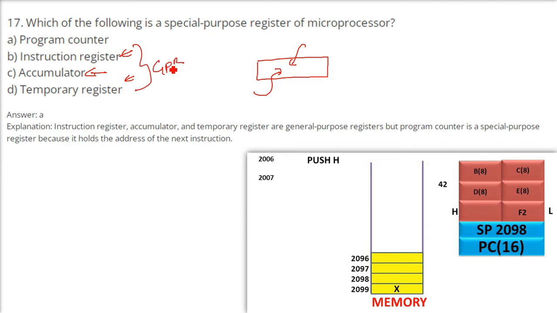The program counter is different. The program counter holds the address of the next instruction which has to be executed. For example, if these are the whole instructions in assembly language, and we are working on this one, the PC will hold the address of the next one. This is 16-bit.